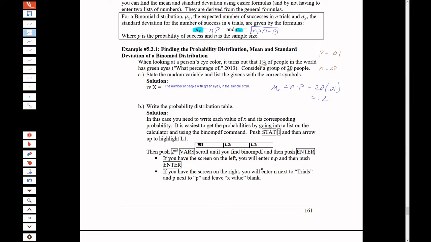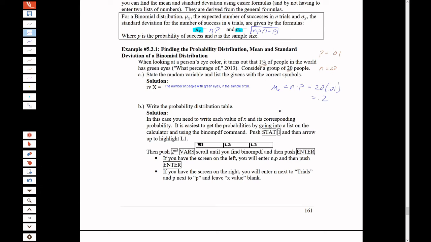So in a group of 20 people, the average number of people that would have green eyes, the expected value, is 0.2, which means if I were to take many groups of 20, on average, the average number of people with green eyes in all those groups would be 0.2.